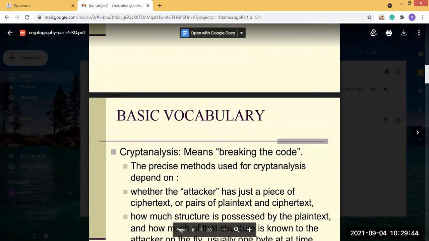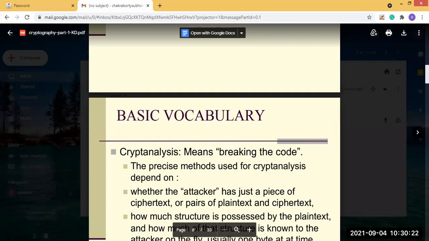Now there is another thing, named cryptanalysis. So what does cryptanalysis mean? Cryptanalysis means breaking the code. The precise method used for cryptanalysis depends on whether the attacker has just a piece of cipher text or pairs of plain text and cipher text. That means breaking the code. Now this encryption can be broken, and that is the technique we call cryptanalysis, meaning breaking the code.